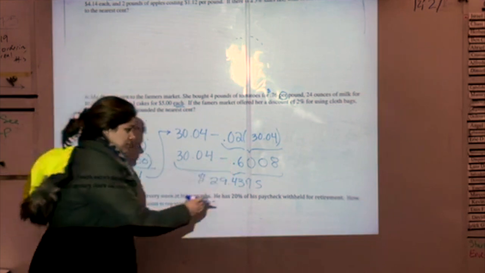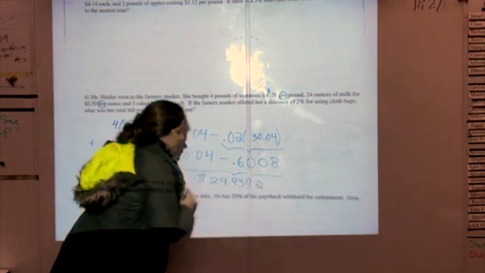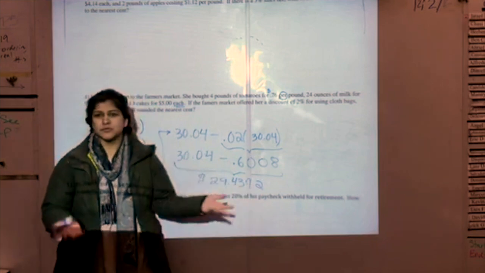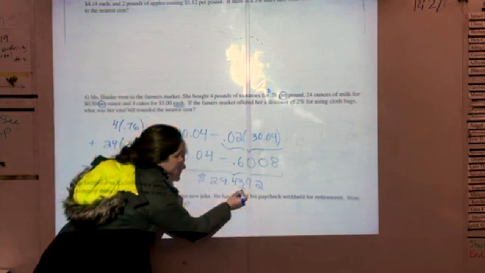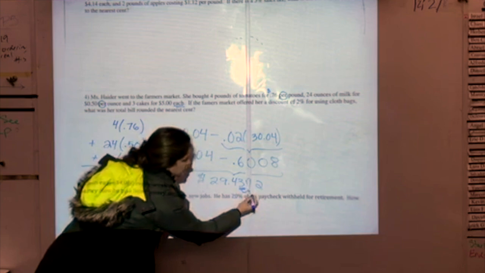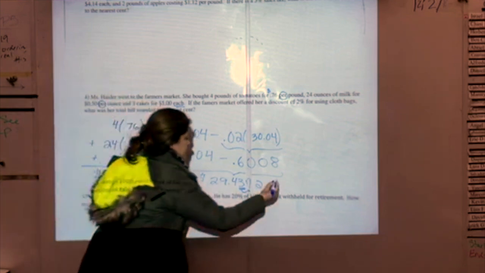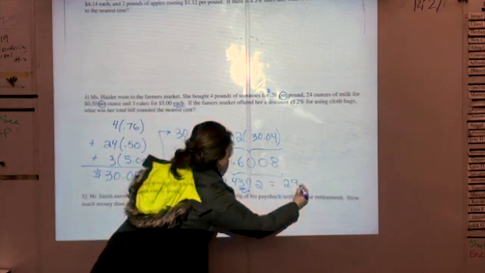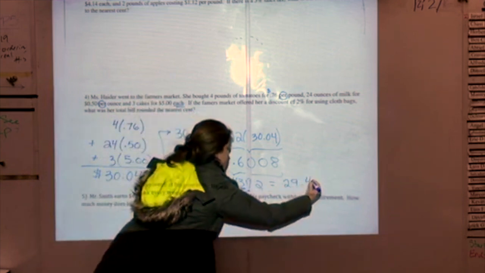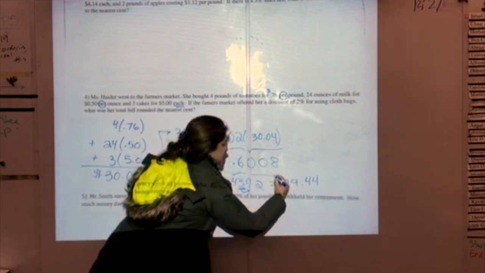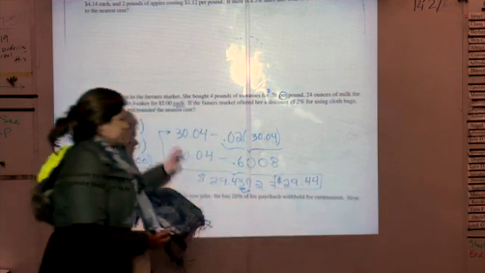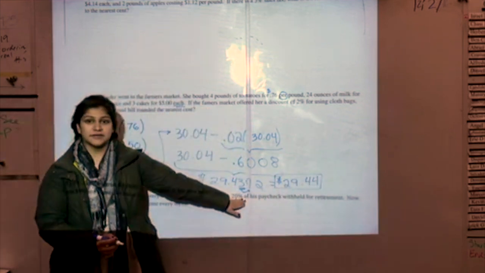Even if it was 95, it wouldn't really make a huge impact, because since it's money, we are always going to round to the hundredths place. So this will give us a grand total of $29.44. Notice no rounding until the very end.